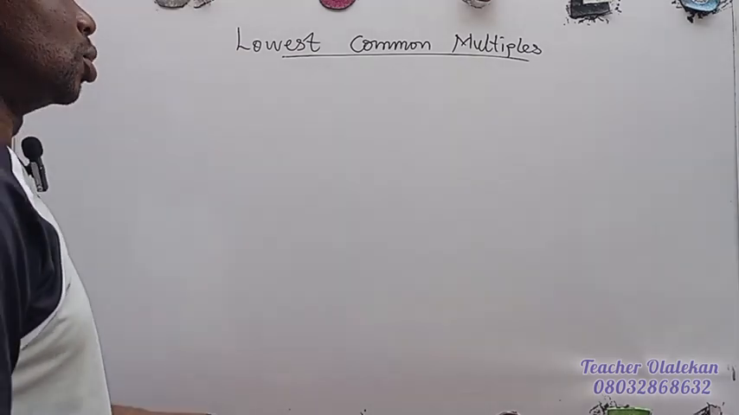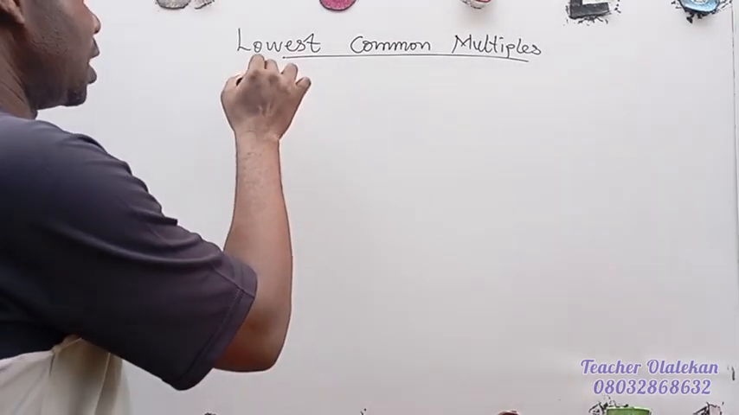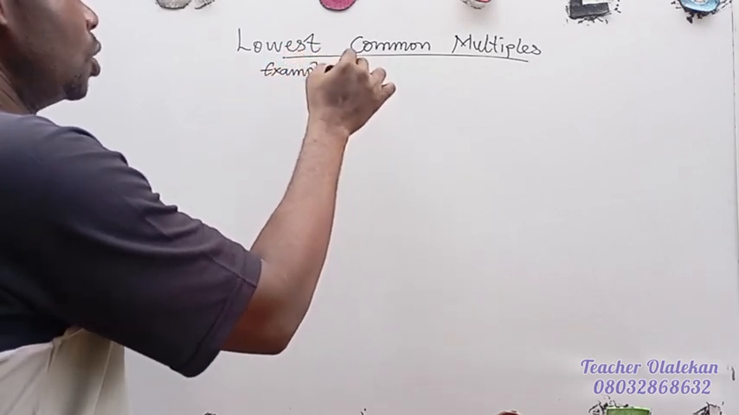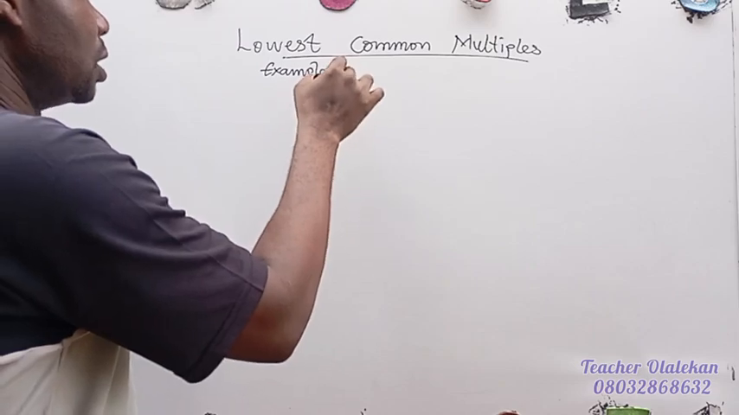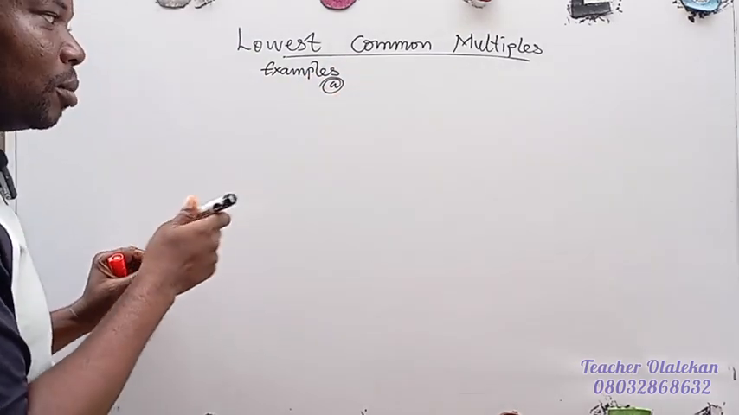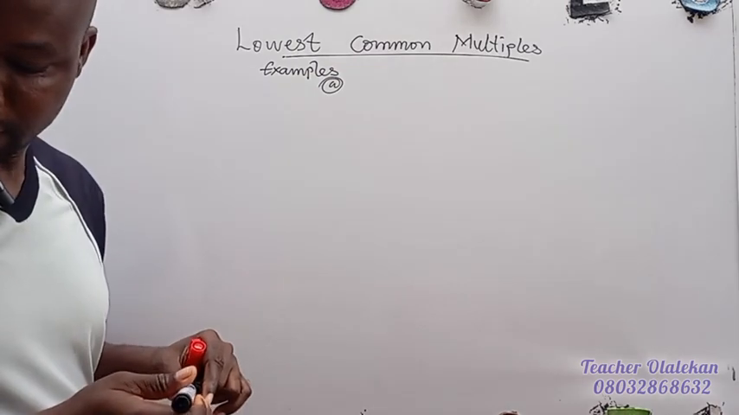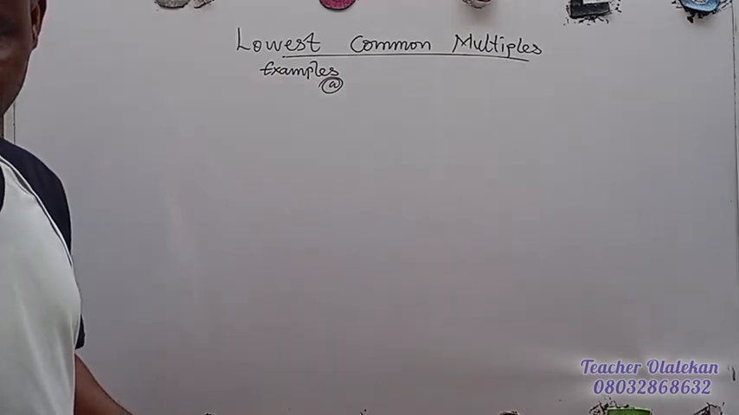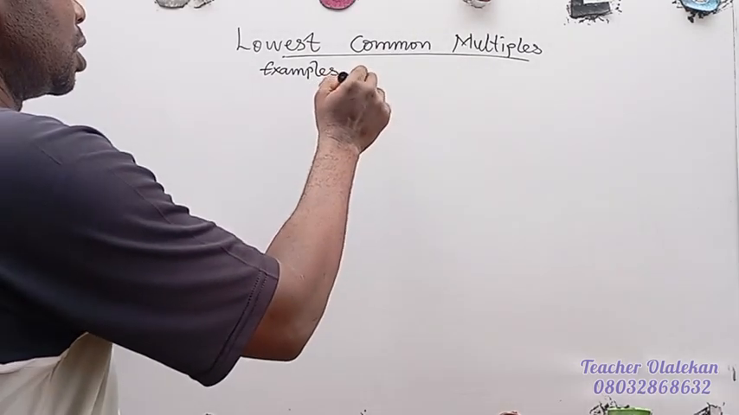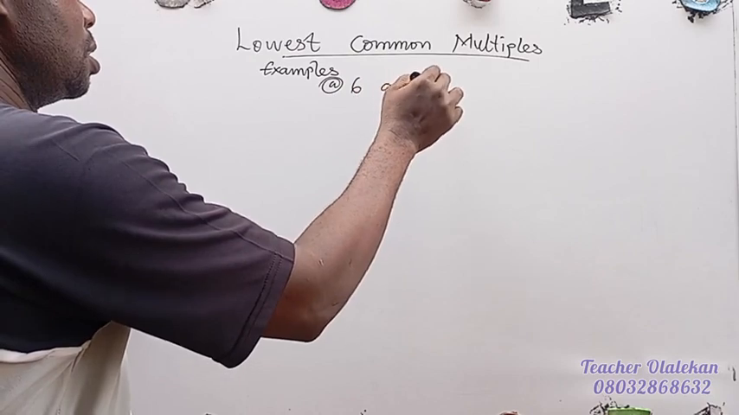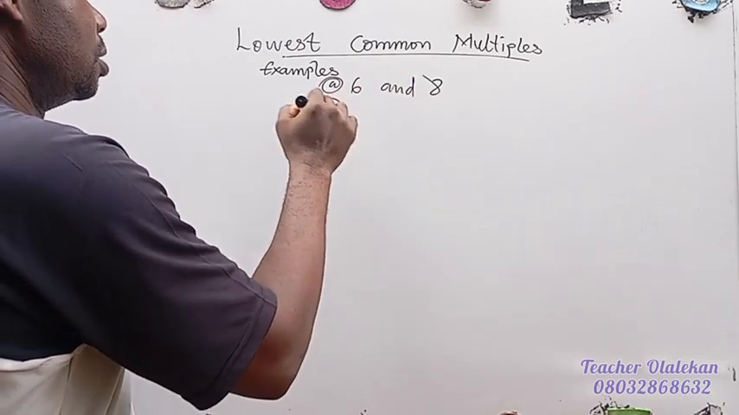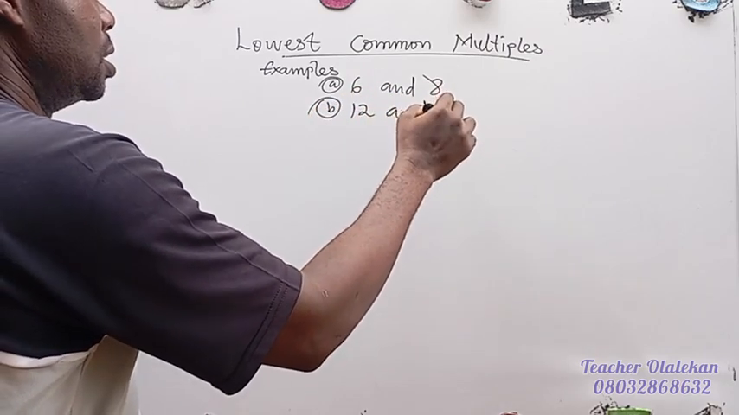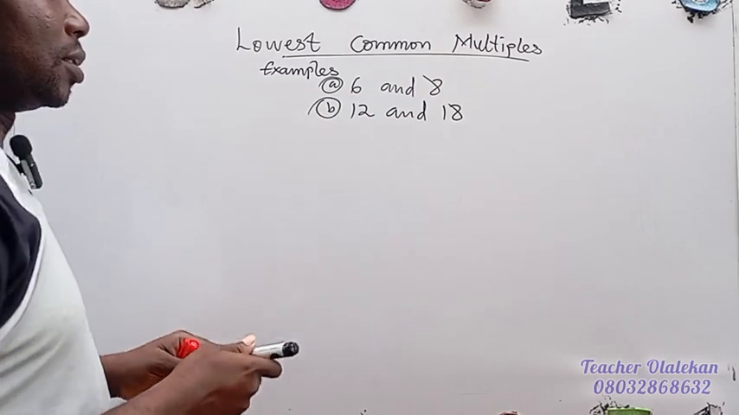1 and method 2. So across two examples, let's find the LCM of these two examples. First one, we'll find the LCM of 6 and 8. And B, we find the LCM of 12 and 18. So let's find the LCM of this.